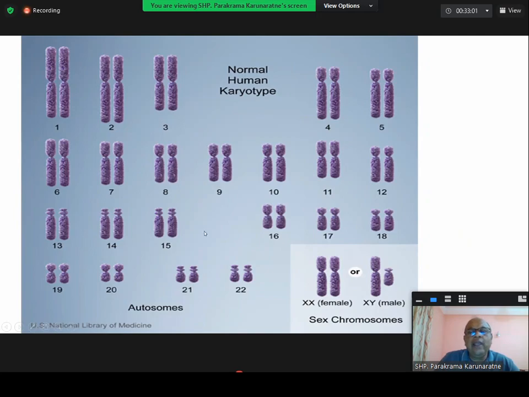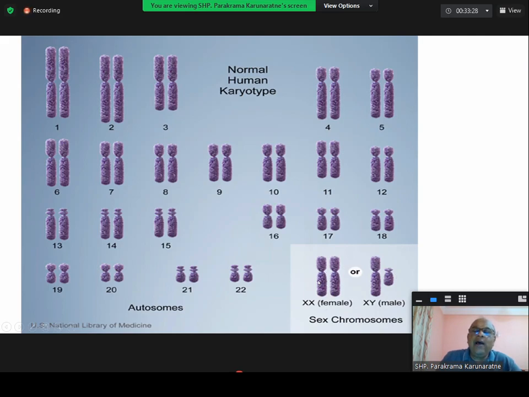We have 23 pairs of chromosomes in our cell. In one cell, you find 23 pairs of chromosomes. So one pair is different from the other pairs, and this pair determines your sex.